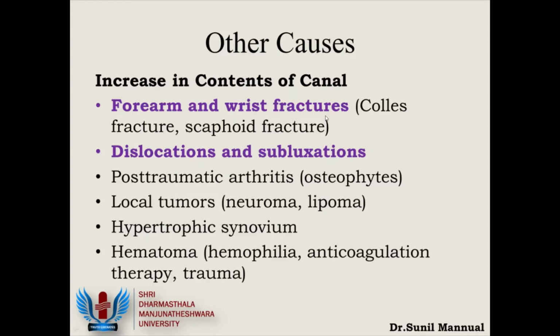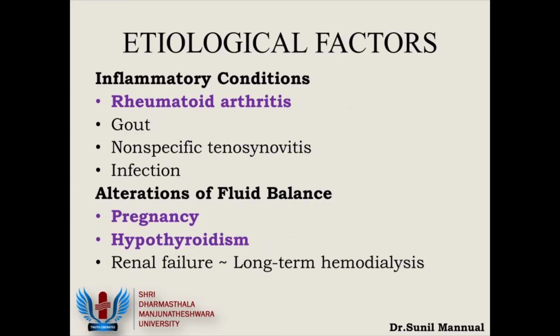wrist. Slide number 11 shows some inflammatory conditions like rheumatoid arthritis and gout, and we also have some conditions where we have alteration in the fluid balance, like in hypothyroidism and pregnancy. I just want to point out that the conditions that I have marked or highlighted in purple are conditions that we commonly encounter in clinical practice.